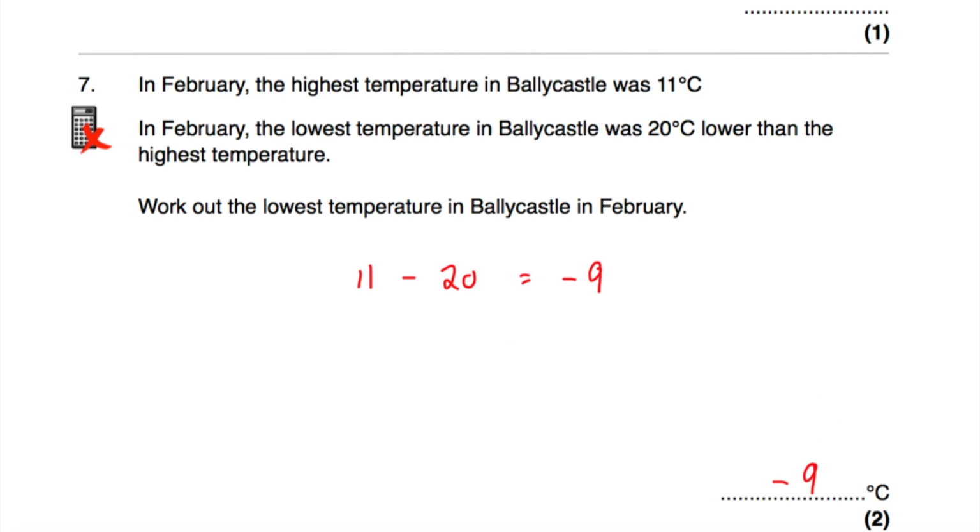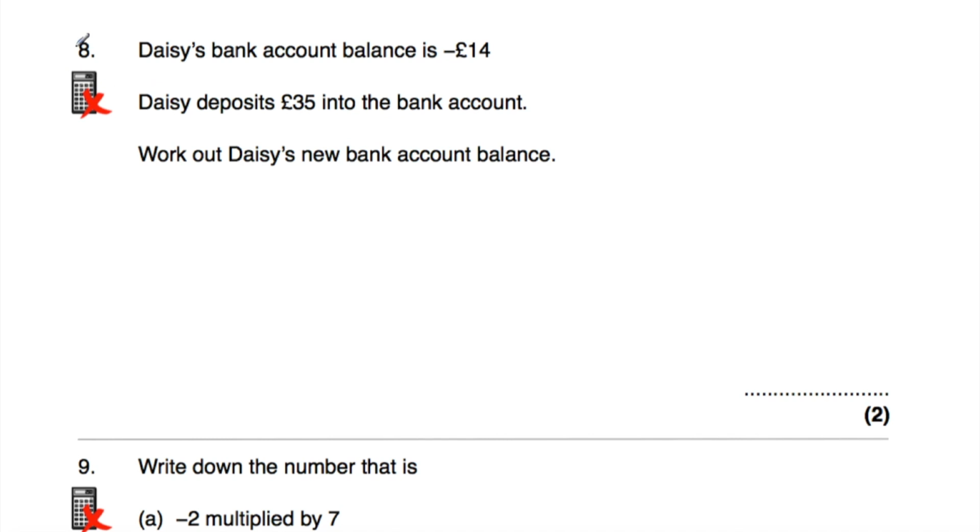Okay, let's have a look at our next question, question number 8. So question number 8 says, Daisy's bank account balance is minus £14. Daisy deposits £35 in the bank account. Work out Daisy's new bank account balance.